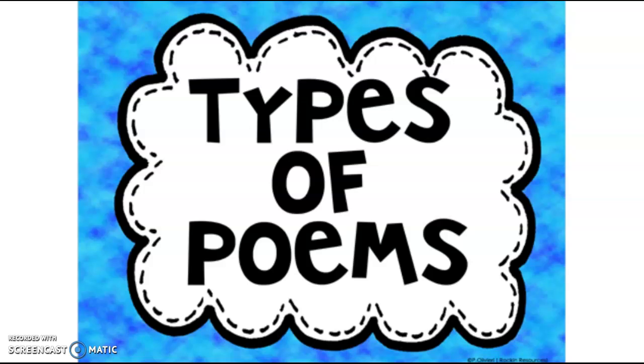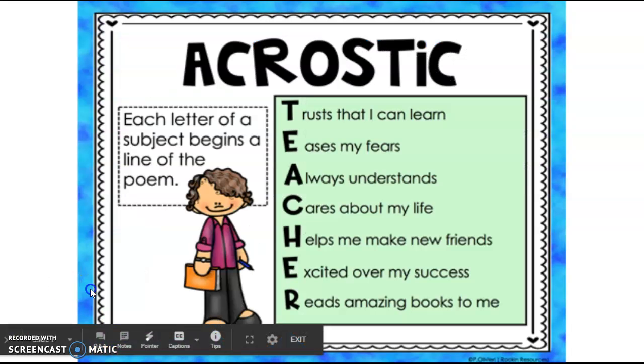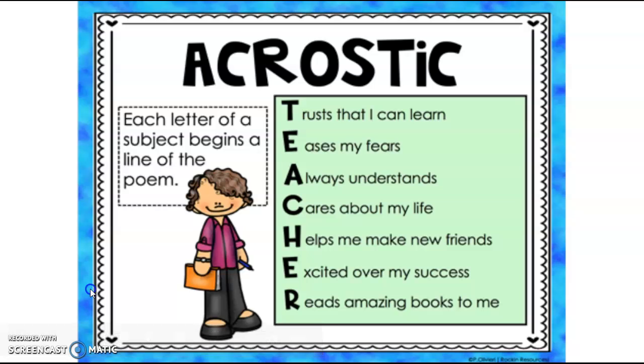Now that we've talked about the different poetry elements, we are going to get into the different types of poems. The first one that we're going to talk about, I think you guys are familiar with, especially since I gave it to you on Thanksgiving, and you did a really good job with these. These are called acrostic poems, and this is where you take a word, and each letter of a subject begins a line of the poem.